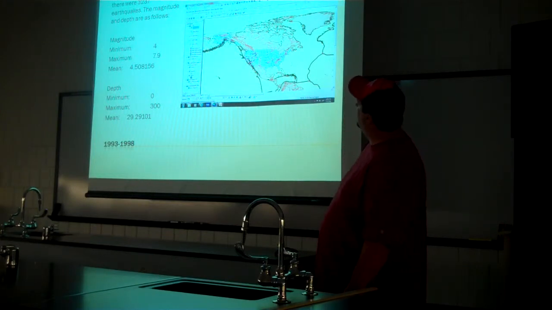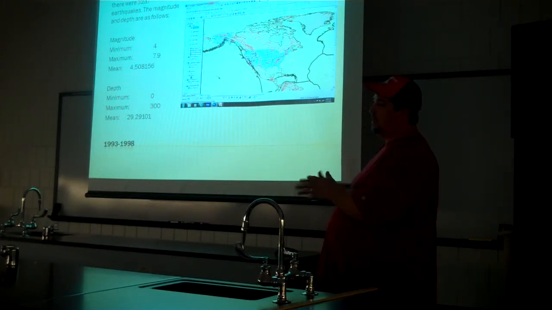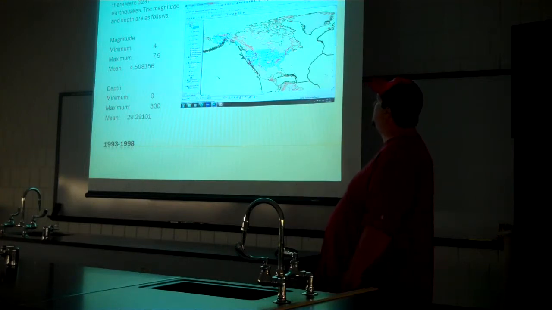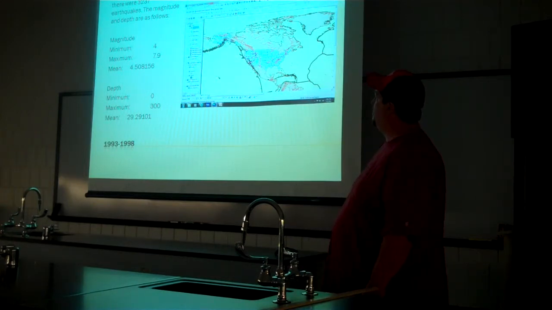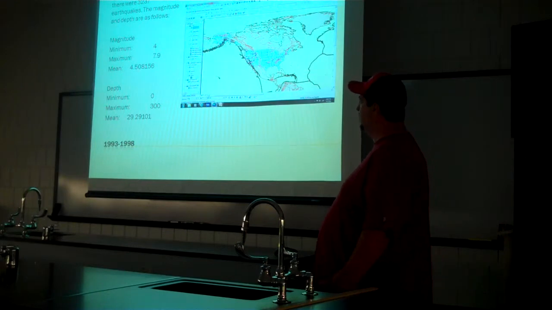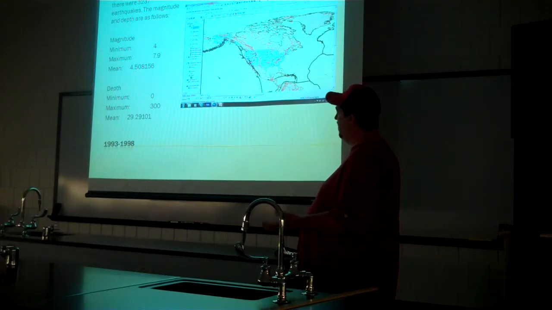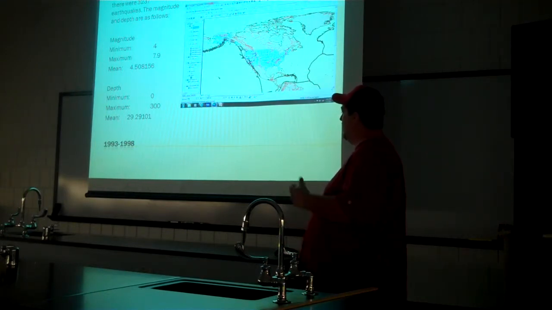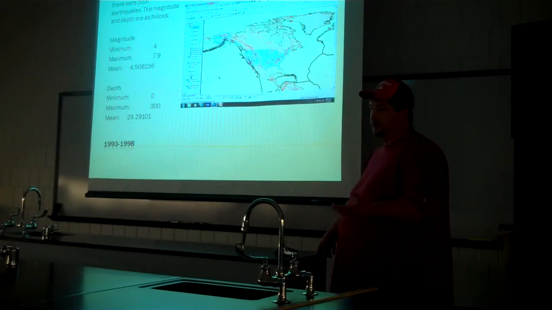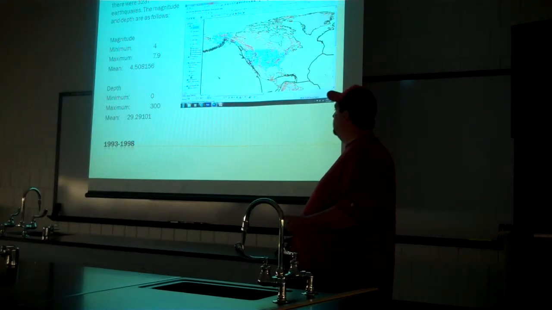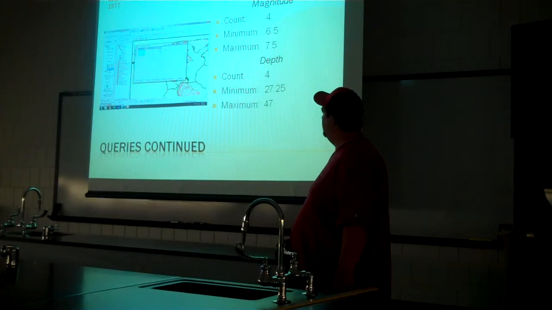So here we are, 1993 to 1998, the end of the 5 segments. There were 3,237 earthquakes in those 5 years. Maximum 7.9, the mean's 4.5. The maximum depth, though, is 300, even deeper yet. But our mean stays about the same.